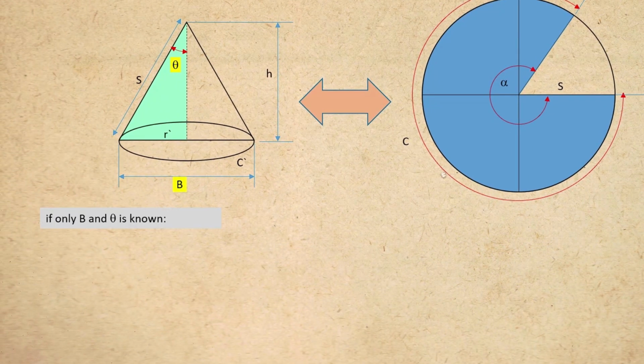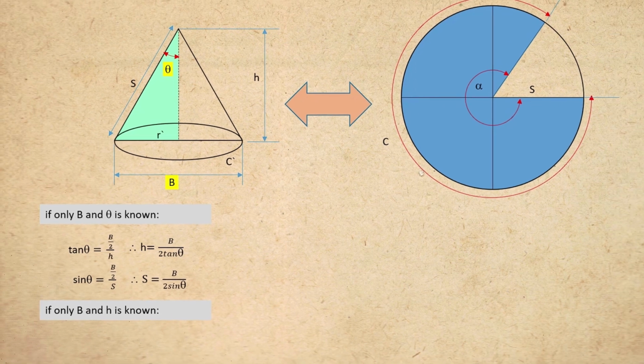In case that only b and theta is given, the tangent of theta is equal to half of b, divided by h. Therefore h is equal to b, divided by 2 times tangent of theta. Solving for slanted height s, the sine of theta is equal to half of b, divided by s. Therefore, s is equal to b, divided by 2 times sine of theta.